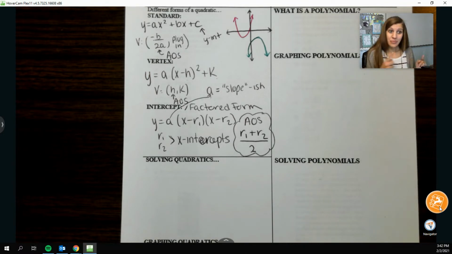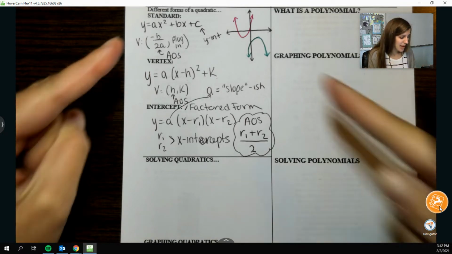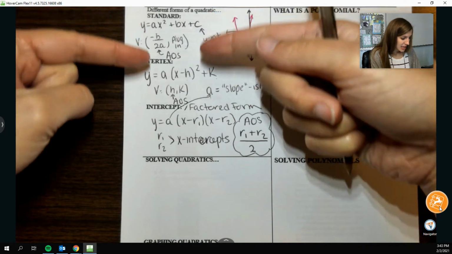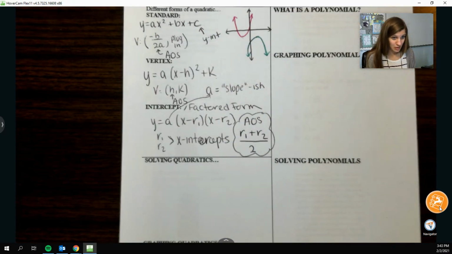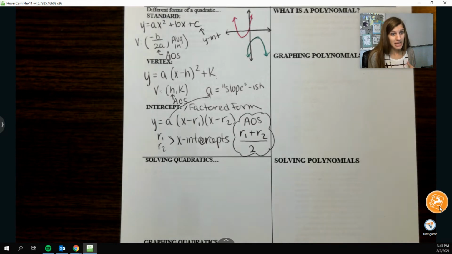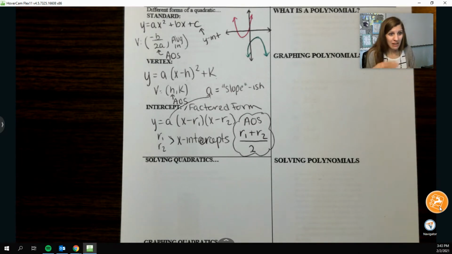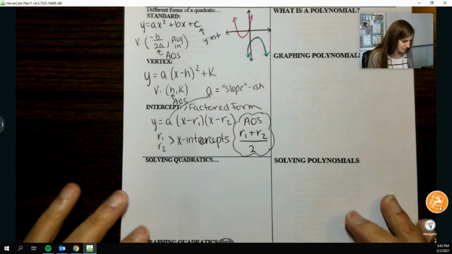Now, another big thing about quadratics, you can take any of these forms and rewrite it in any of the other forms, but I always recommend that you try to keep it in the form that they give to you, because if I have to change forms, that's wasting time. And time is everything when we're taking the math portion of the SAT.